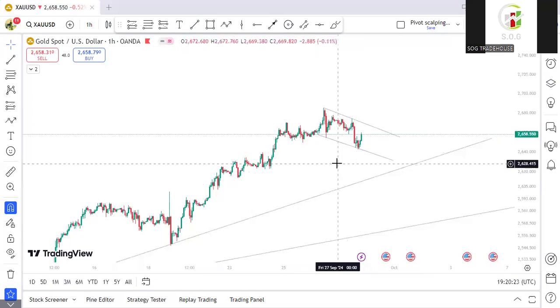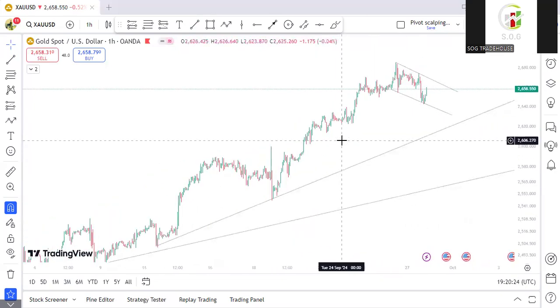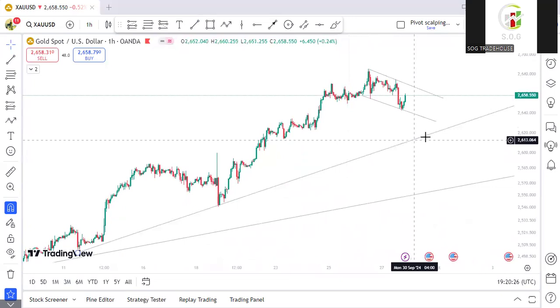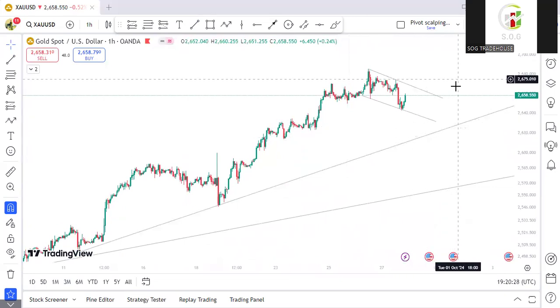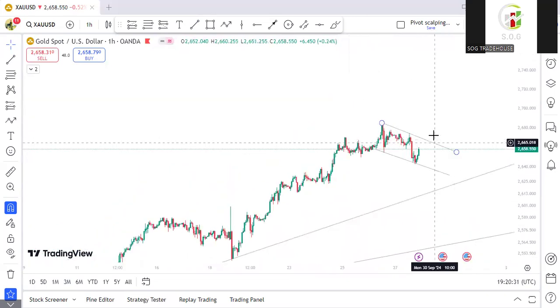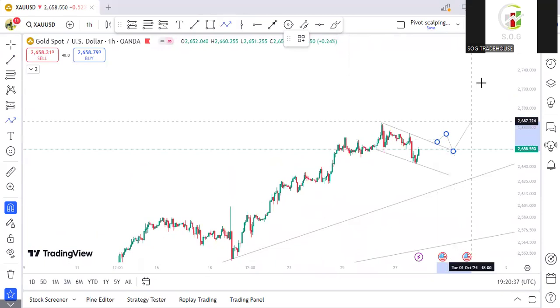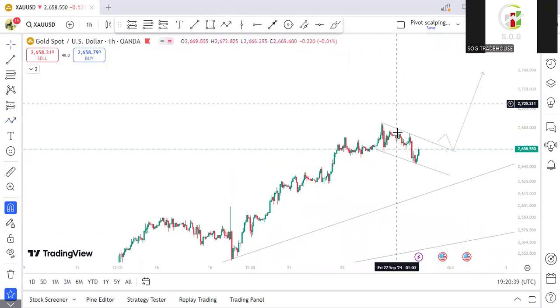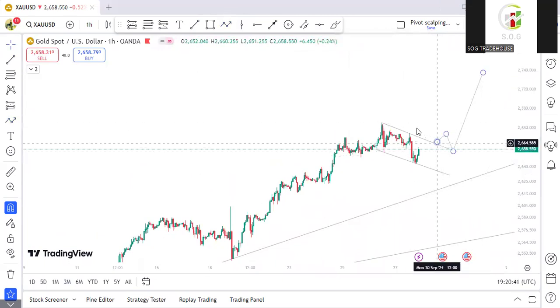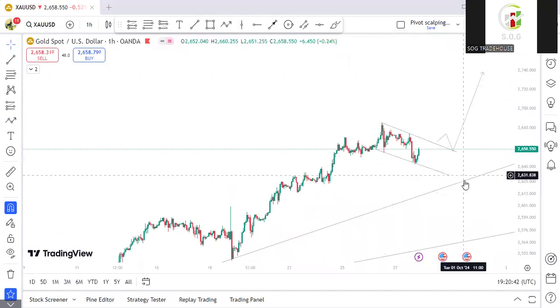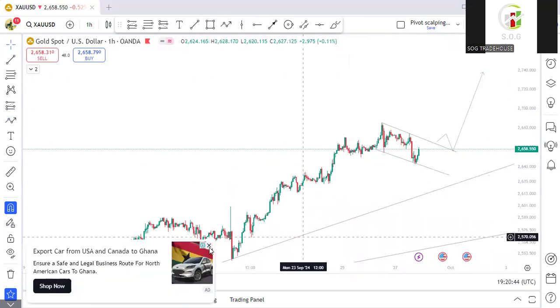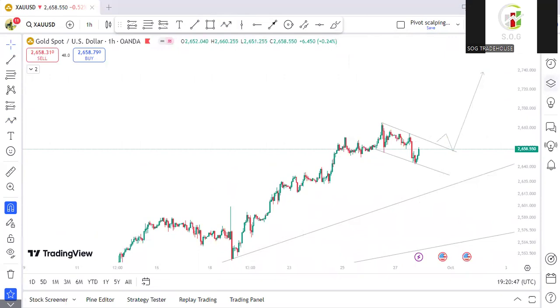So this is what gold is doing right now. Either we get the touch of this trend line to take the move to the upside, or we get the break and retest of this chart pattern to continue with the move to the upside. So this is my analysis on gold: either we get the break and retest of this chart pattern, or we get a touch of this trend line to continue with the buys to the upside.